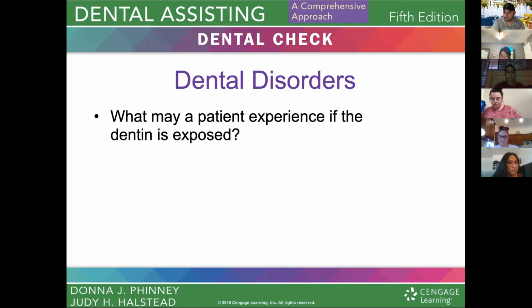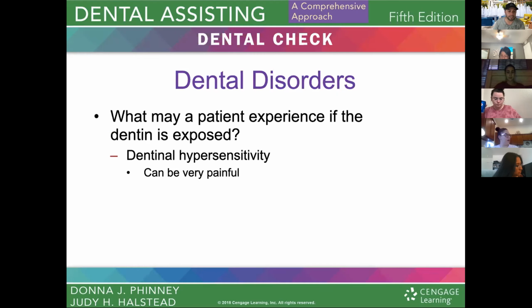Sensitivity. Right, sensitivity. And that, we call it hypersensitivity because sometimes it can be very painful. So I tell patients it's sort of like if your tooth has no jacket and you're really cold, except it's worse than that because it can actually be painful, not just cold.